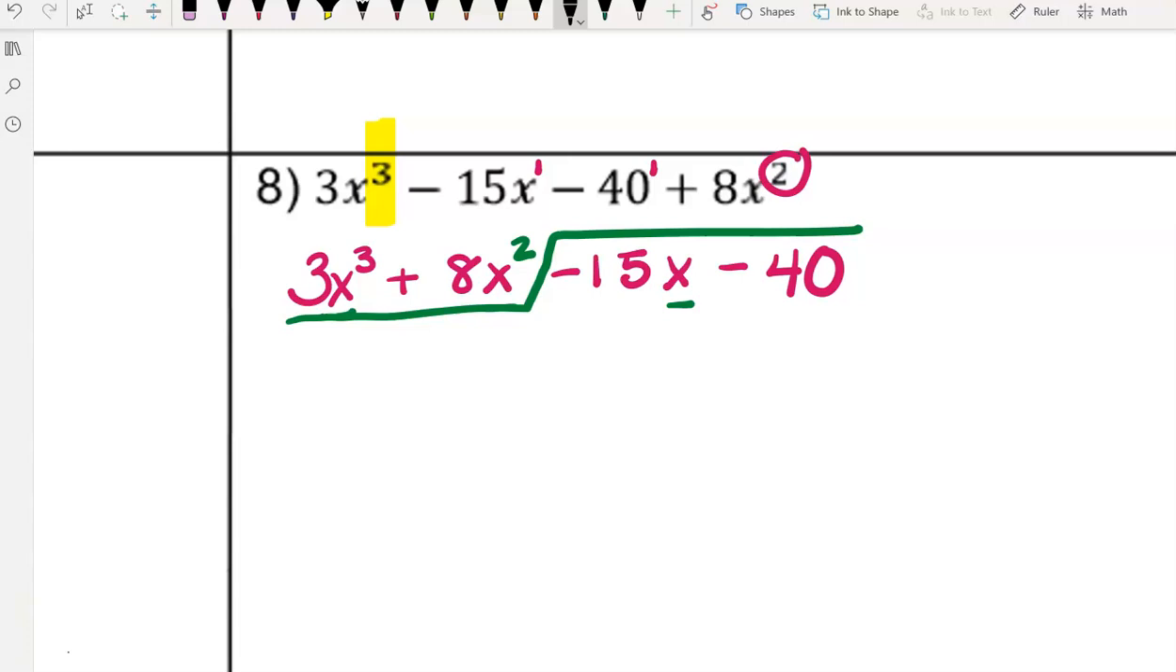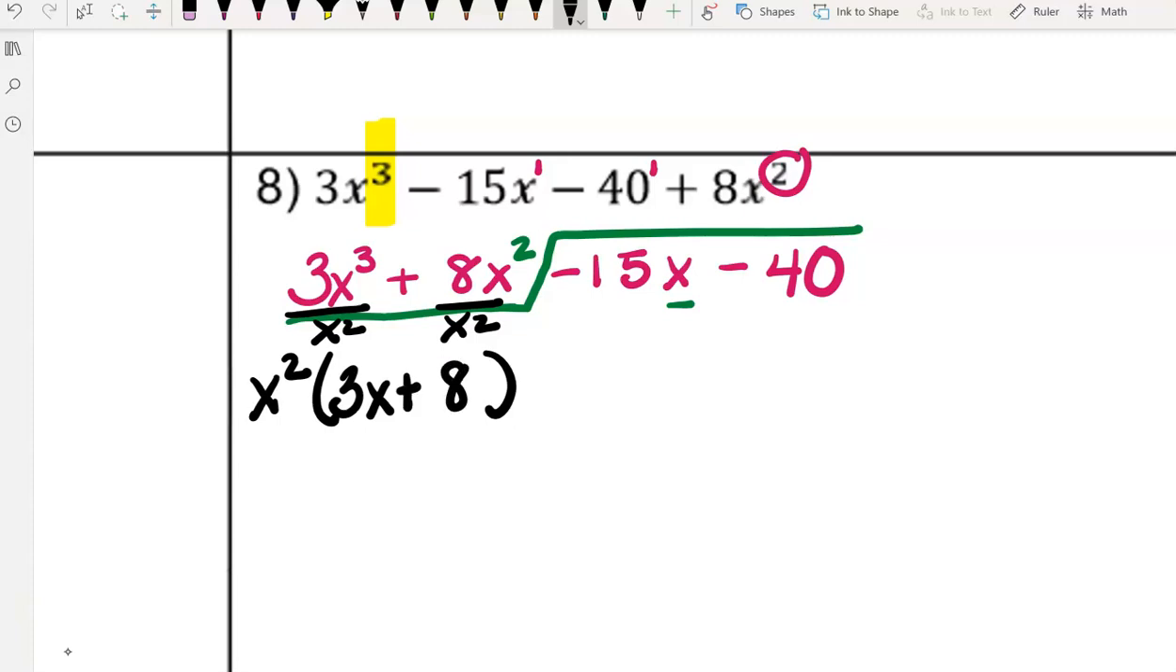3x to the third, 8x squared. We have an x squared in common, so we are going to factor that out. So divide this by x squared, divide this by x squared. 3x to the third divided by x squared, you minus the exponent, so that's 3x. 8x squared divided by x squared, you minus the exponent, so therefore we just have the 8 left.